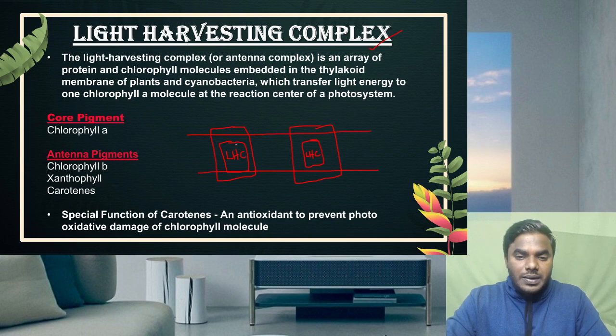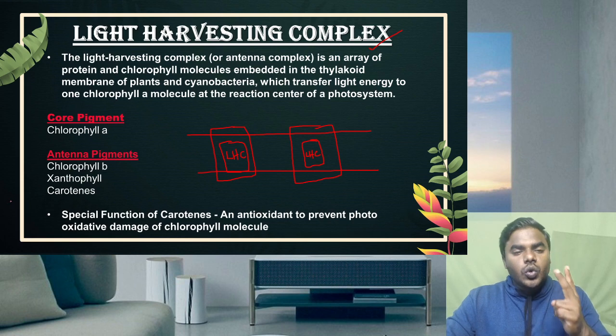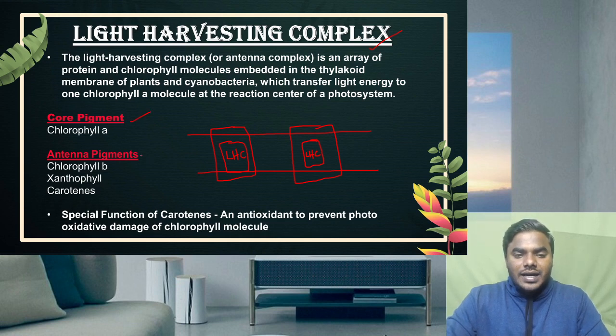This you have to remember for the exam. Every light harvesting complex is actually made up of two components, which is very important. You have to remember for the exam. It consists of core pigment and it consists of antenna pigments. In yesterday's class, I told you, friends, antenna pigments we can also call accessory pigments.